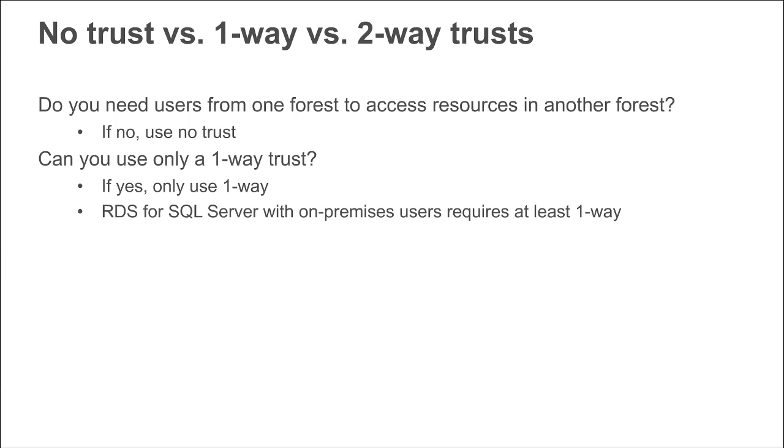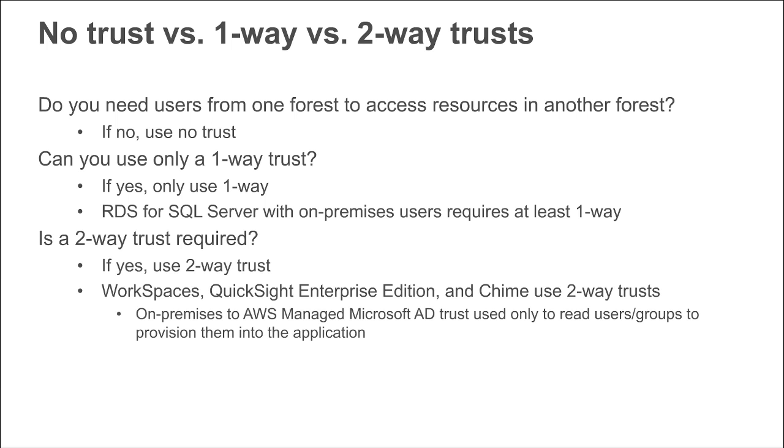And once you've done that, then you can use the security group authorization model to access the RDS SQL Server in the cloud. Now, there are some times that you may need to have a two-way trust. And a two-way trust is needed today for some of the AWS applications, such as Workspaces, QuickSight, and Chime. And what they need the two-way trust for is that when you configure Workspaces or these other applications, they need to be able to read your on-premises directory to look up users that they provision into that application.